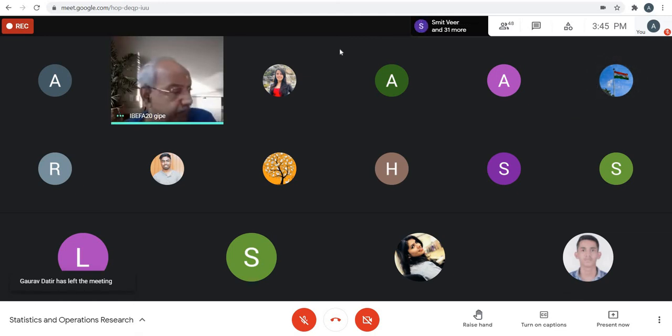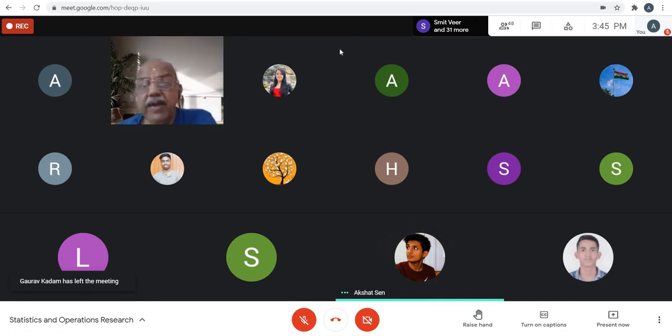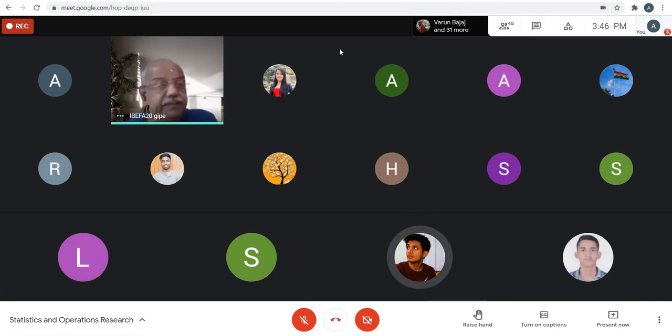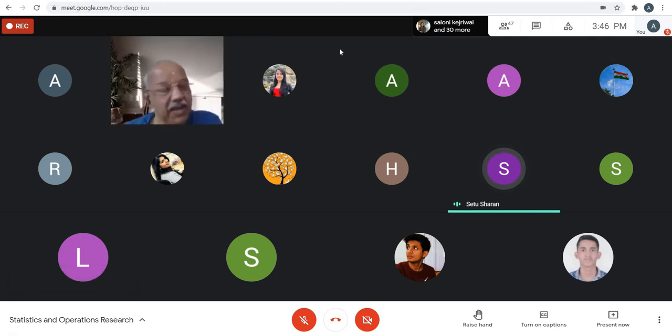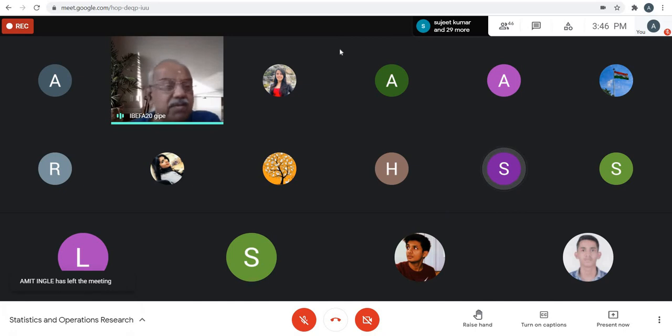Akshat Sen, how do you find today's class? Is it possible for you to grasp what is sensitivity work? Not all of it, but I'm going to practice and ask doubts on Thursday. Okay. Setu Sharan, is it okay? Yes, sir. No problem. I'll practice now, sir. Yes, you practice all the LPP questions with sensitivity analysis and try to understand the shadow price. What is the meaning of shadow price? Work it and check. Okay?